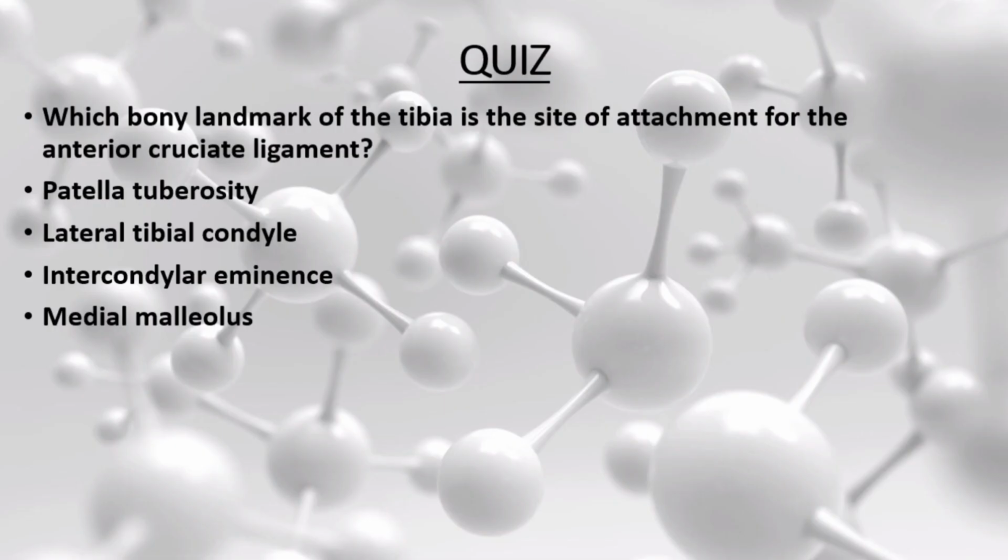1. Which bony landmark of the tibia is the site of attachment for the anterior cruciate ligament? Patella tuberosity. Lateral tibial condyle. Intercondylar eminence. Medial malleolus.